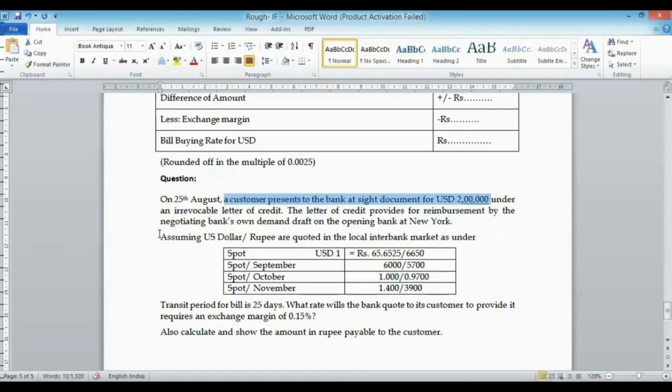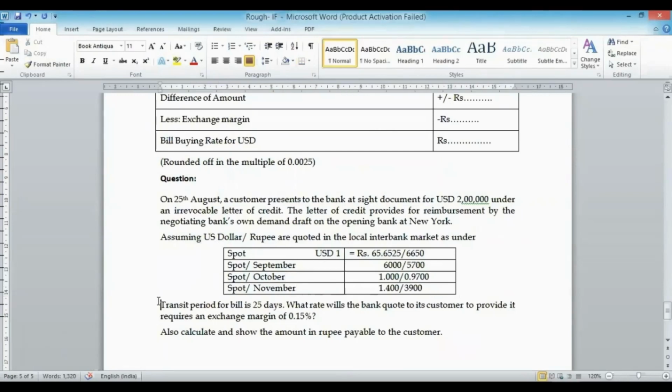And also the current rates in the local interbank market are available. The spot rate, that is the 25th August rate, is given, and they have not given the rate for 30th August. That means the 25th August rate has to be considered as the month-end rate also. Then the September rate is given, October is given, November is given.